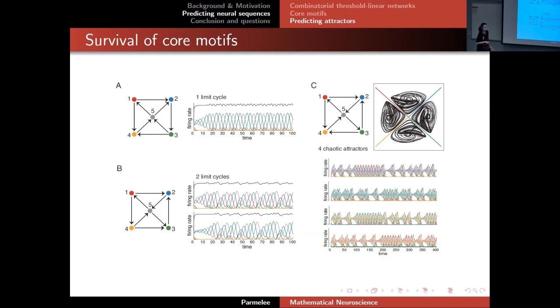Plus there's this one, which is one of our favorites. It's 4 3-cycles glued together in a little pattern here. It creates 4 attractors. They're all chaotic. They're all beautiful. Look at these. All of those 3-cycles survive, whatever that means.